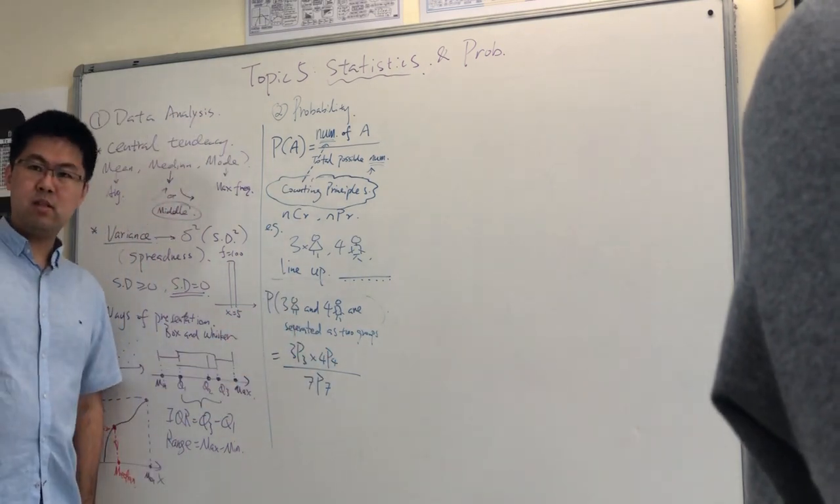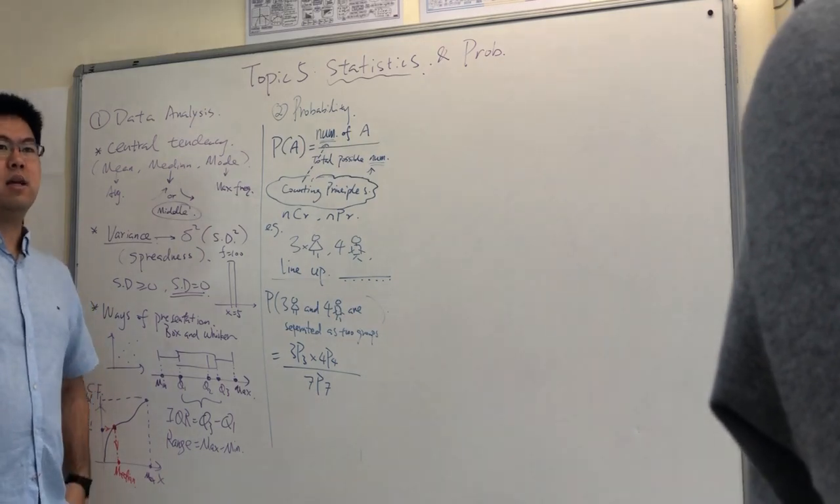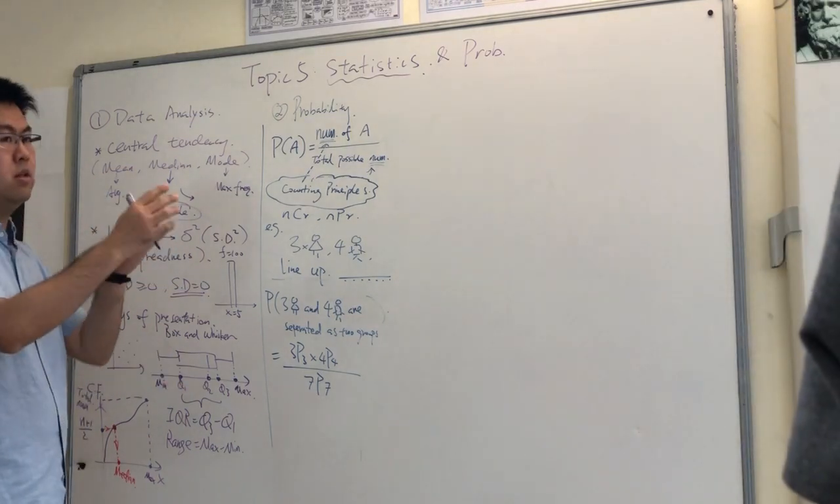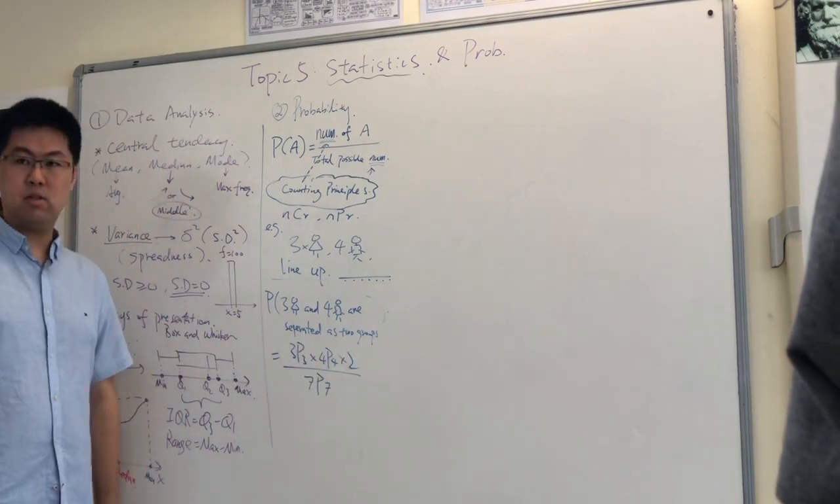Times, what? Do we have to times by 2? Yes. Why? There can be two different arrangements, either boys at the front or girls at the front. Exactly. Don't forget that too.